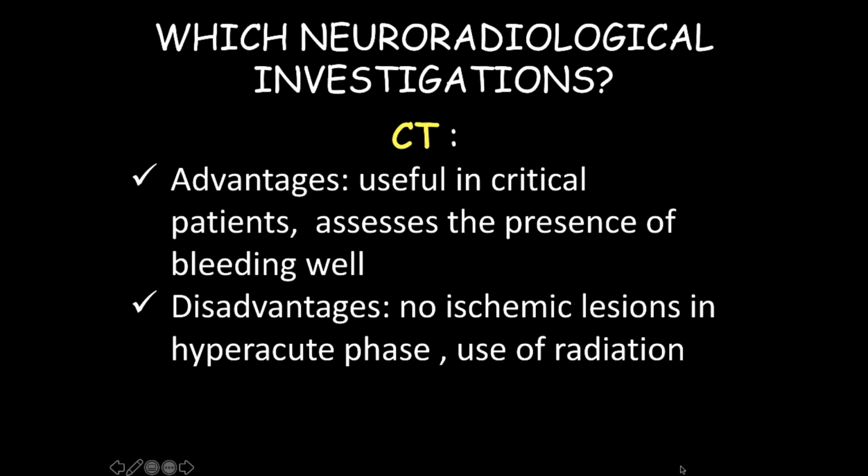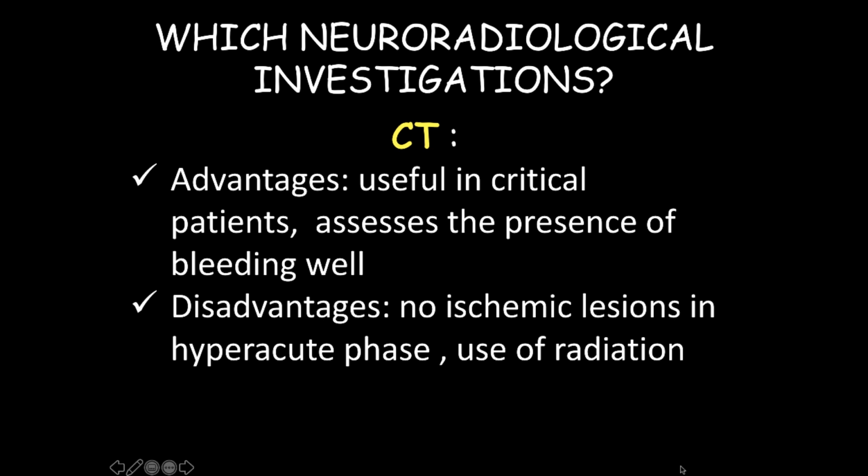Which neuroradiological investigation? It's good to start in a good way. Let's start with the CT. CT is often proposed in first aid, so the advantage is that it is very useful in critical patients admitted to first aid, and it assesses the presence of bleeding. This is important because 50% of strokes are hemorrhagic in children. But there are many disadvantages.